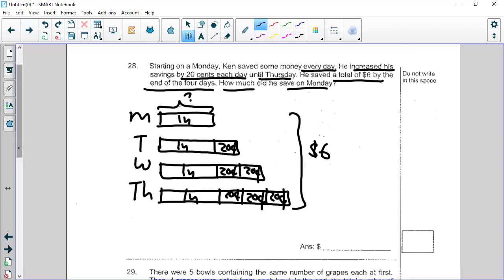Yeah, so you just find how much is 4 units, which is $6, or change it to cents, right? 600 cents minus all the 20 cents. 2, 4, 6, 8, 10, 12. So I think there are how many 20 cents? 20 cents times 6, how much? 20 cents times 6 is 120 cents.